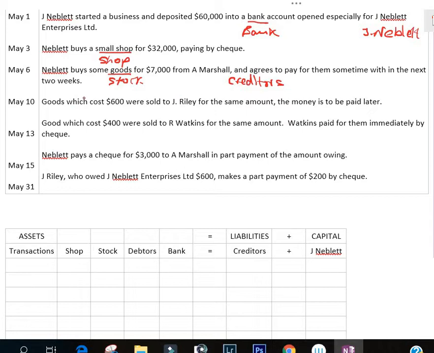So Marshall has extended credit to him, so let's call this a creditors account. Alright. Now on the 10th, the fourth transaction, goods were sold to J. Riley costing $600. Now Riley is going to pay the money later, but he's getting the goods now. So this affects two accounts. You're taking goods out of stock, so your stock goes down, but we already have an account for stock, so we don't have to create an account for that part. However, Riley has taken it on credit, so now he's indebted to us for the $600, so we're going to create an account here called debtors.